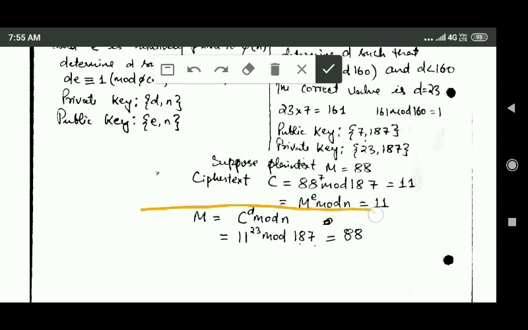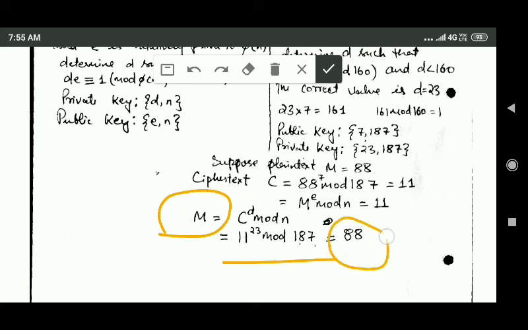Now we have the ciphertext 11, and we need to find the plain text of this ciphertext. Here we will use the private key, which consists of 23 and 187, and the formula C raised to power d mod n. So plain text will be equal to 11 raised to power 23 mod 187, and it will be equal to 88. In this way we have obtained the correct plain text from the ciphertext by using the private key. So this is how encryption and decryption is performed in the RSA algorithm, and how the public key and private key are generated in the RSA algorithm.